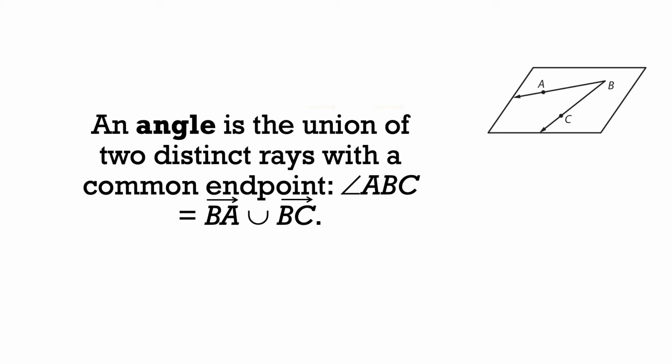An angle. This is something that is probably very familiar to you already from middle school, but an angle is the union of 2 rays with a common endpoint. So we have ray BA, and then we have ray BC. They share a common endpoint right here. And we'll get to that definition in just a moment. But that is the definition for an angle.